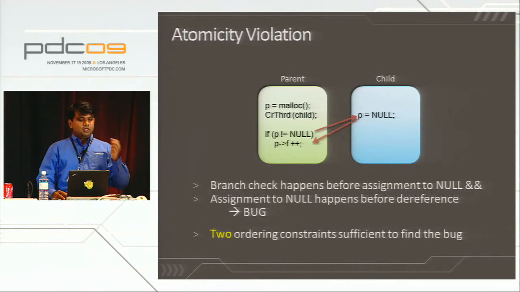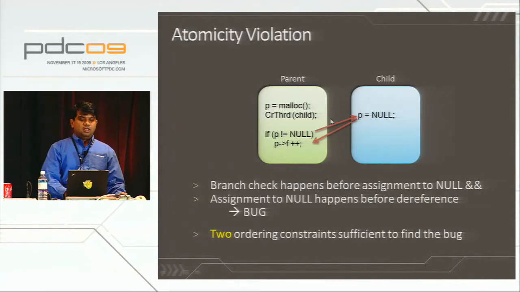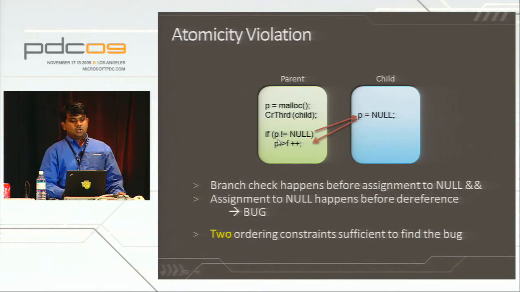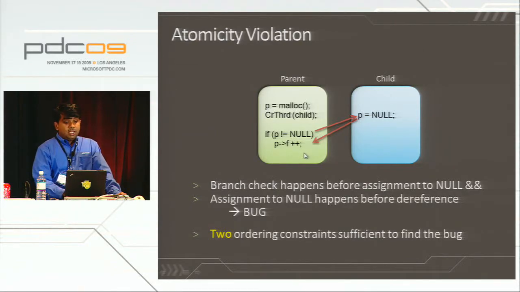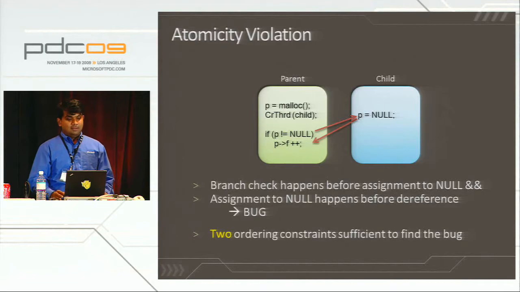So similarly, let's look at this atomicity violation, where you do the initialization correctly, but the child is setting P to null, and you are checking if P is not null and then dereferencing. Now, this is a bug because if I execute this instruction between these two, then this dereference can be buggy. Right? But in order to find this bug, you actually need to get two things right. You have to make sure that you schedule this before this, and then this before that, right? So you need to satisfy two ordering constraints to find the bug.